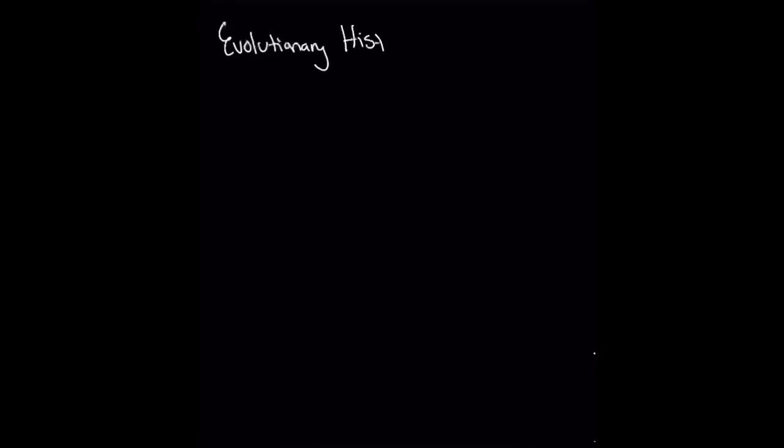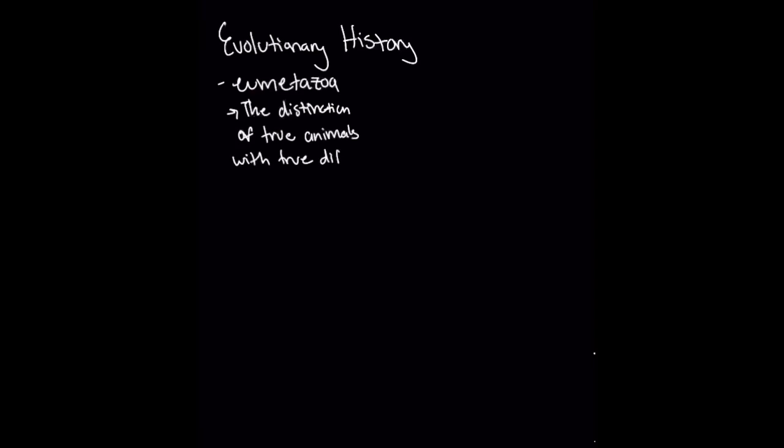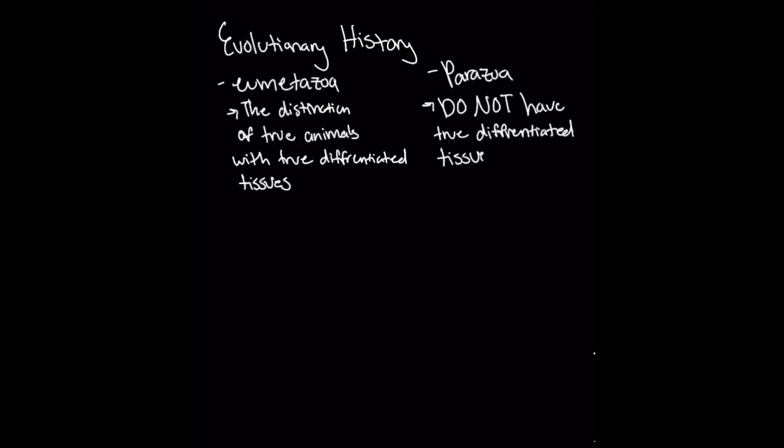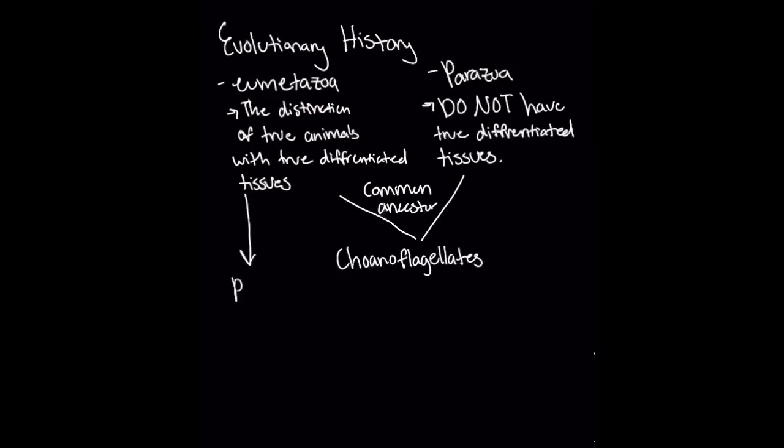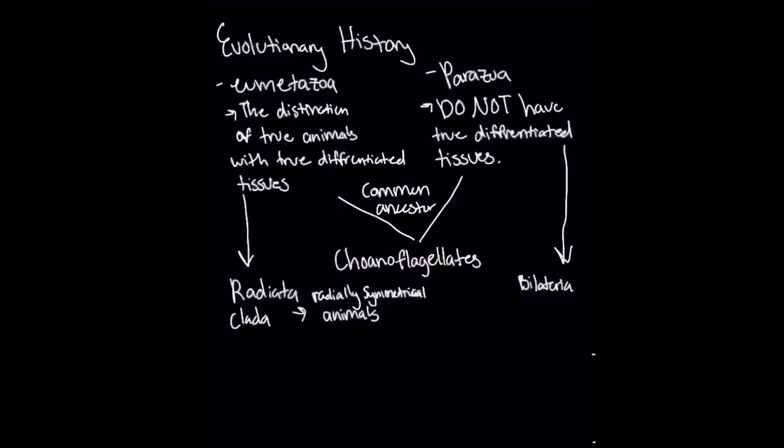Animals are also categorized based on their evolutionary history. Eumetazoa, which are the distinction of true animals with true differentiated tissues, and parazoa, which are animal phyla that do not have true differentiated tissues. These organisms evolved from a common ancestor called choanoflagellates. Eumetazoa are subdivided into radiata, radially symmetrical animals, and bilateria, bilaterally symmetrical animals.